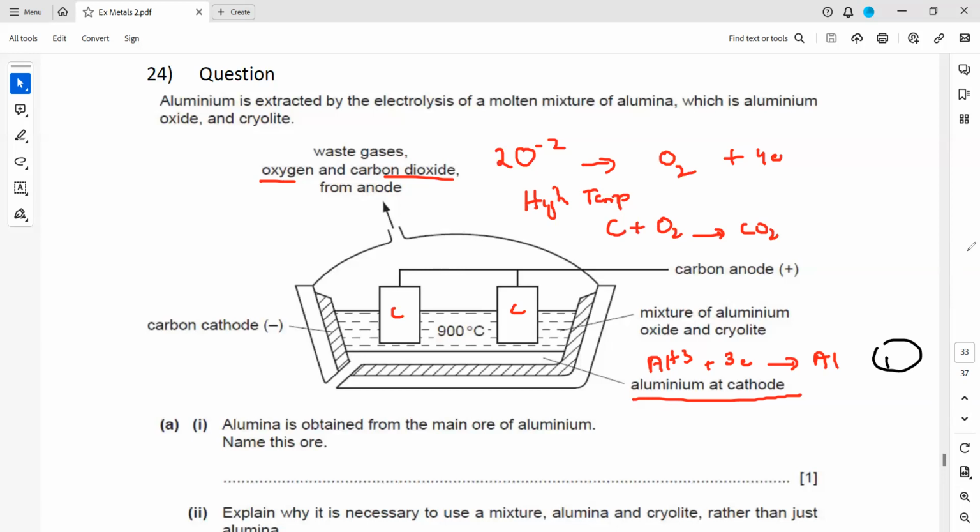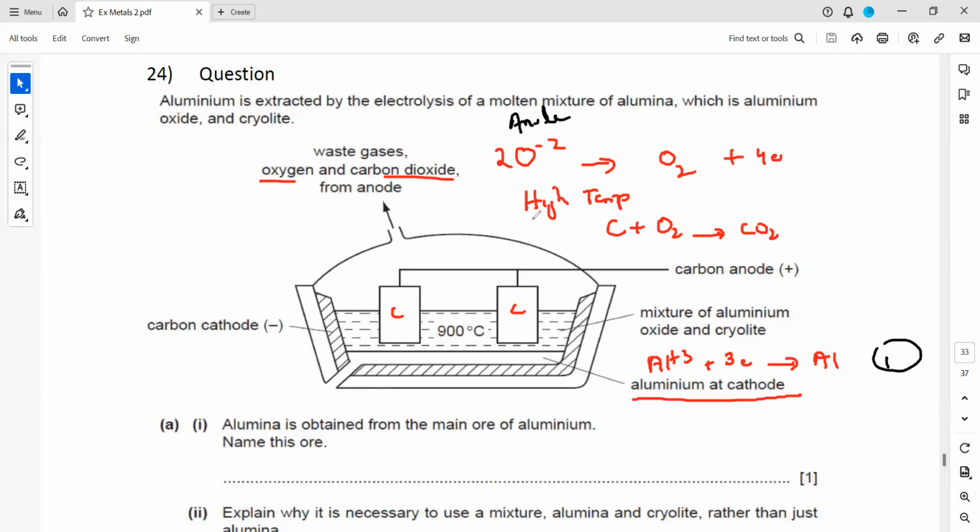So how the marks are distributed: 1 mark for writing an equation for the formation of aluminum and explaining how it is formed. The explanation is that aluminum ions from the electrolyte gain electrons and turn into aluminum metal. For oxygen, the oxide ions from the electrolyte move towards the anode, lose electrons, and form oxygen gas.